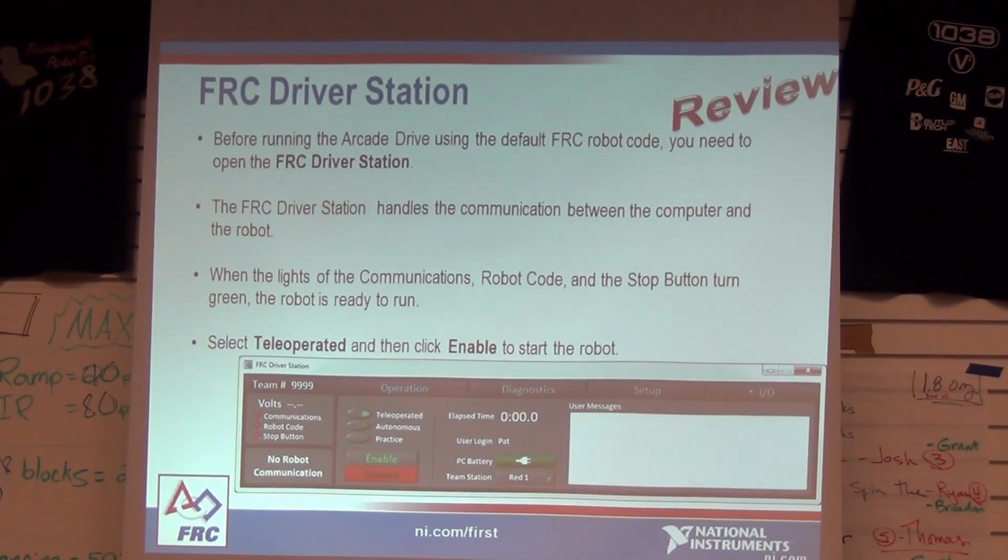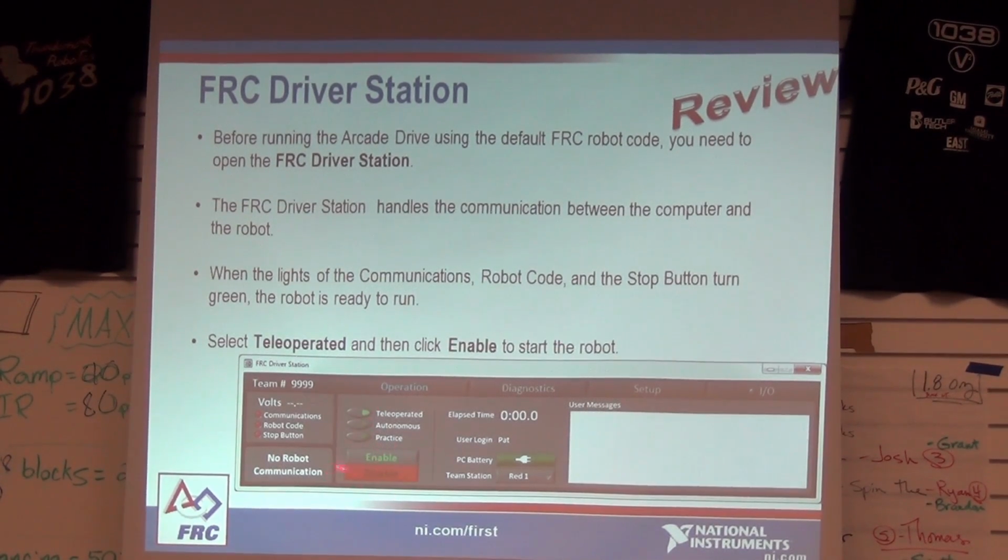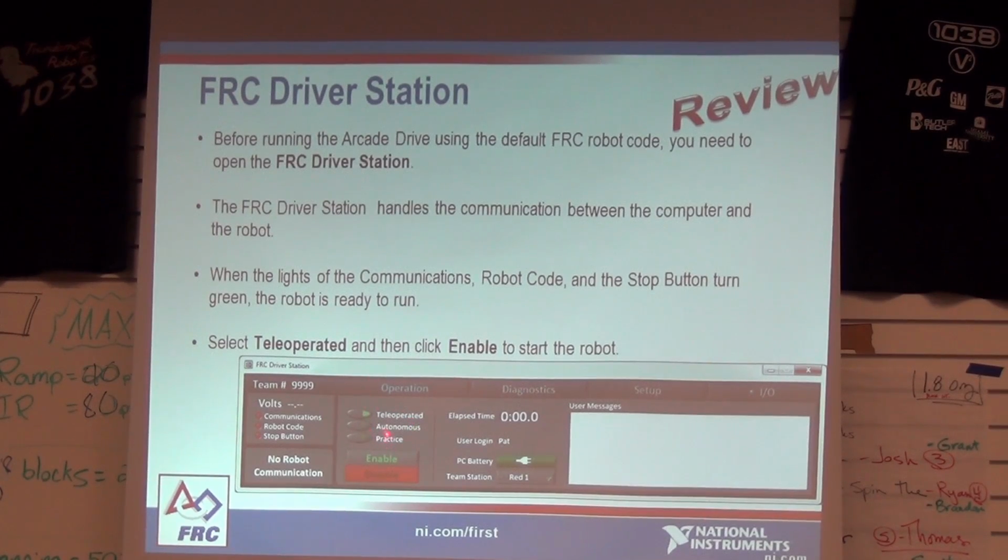This is the driver station. This is how you enable and disable your robot. This is where you set teleop and Auton code to run. Again, this is all controlled by the FMS when you are in a match. So you want to set your team number here so that it can communicate with your robot.